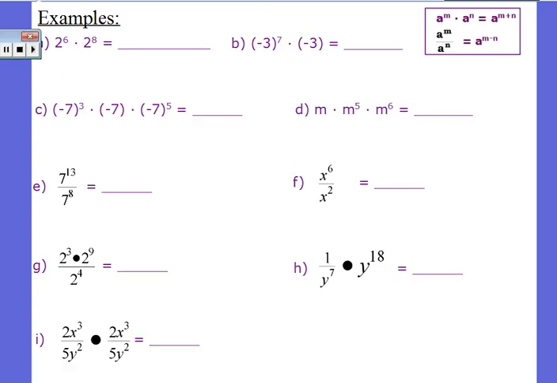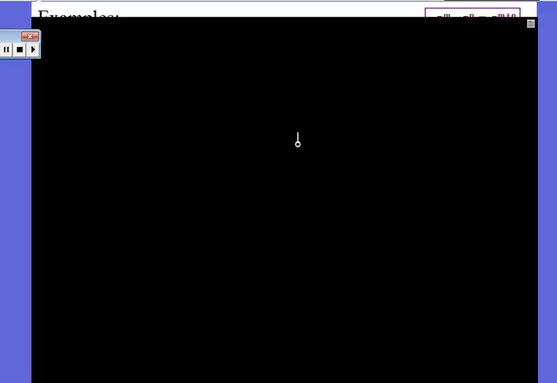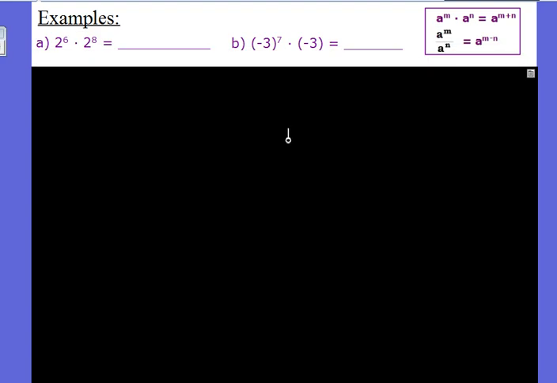Okay, so taking a look at some examples, keeping in mind off to the side the exponent rules. Looking at example A, we're asked to simplify 2 to the 6th times 2 to the 8th. So I can write that in simplest exponential form by using my multiplication of powers. So I take the exponent 6 and the exponent 8 because they have the same base. I add 6 plus 8 together and I get 14. So this can be rewritten as 2 to the 14th.